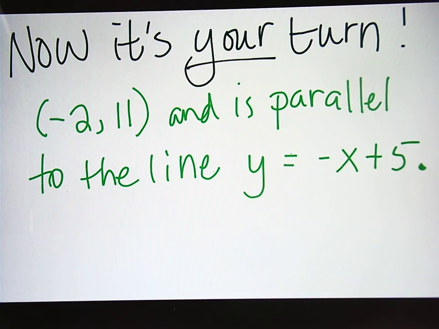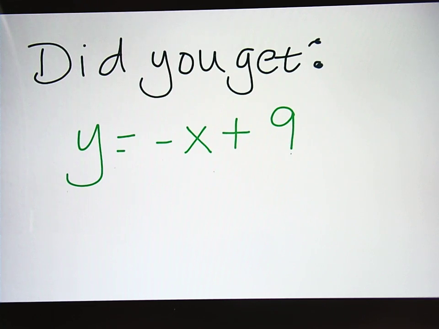Now it's your turn. You're given a line that has a point (-2, 11), and that line is parallel to the line y = -x + 5. Did you get y = -x + 9?